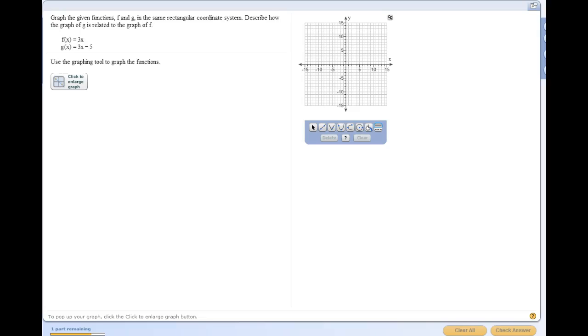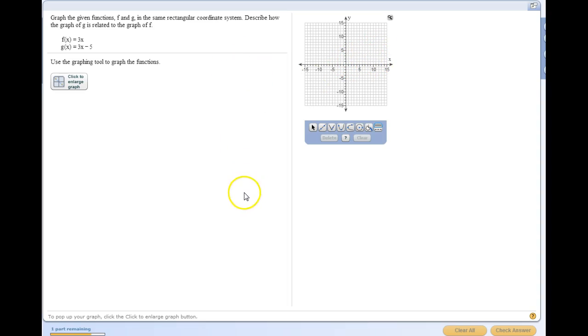Hello class, this is another example from your 171 homework from section 1.2. So what we're being asked to do here is graph both of these in the same rectangular coordinate system, and describe how the graphs are related. The way you have to do this is you have to plot points in here.